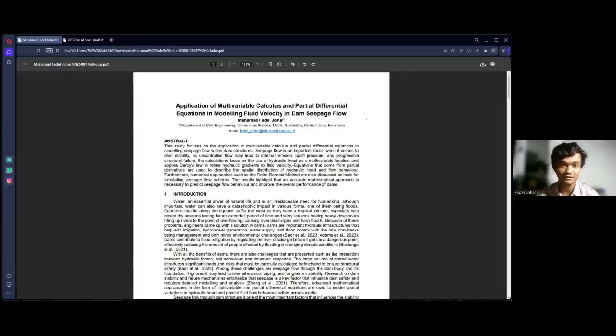My name is Muhamad Fadel Johar with the student ID I0125087. In this instance, I would like to explain my paper with the title of Application of Multivariable Calculus and Partial Differential Equations in Modeling Fluid Velocity in Dam Seepage Flow.